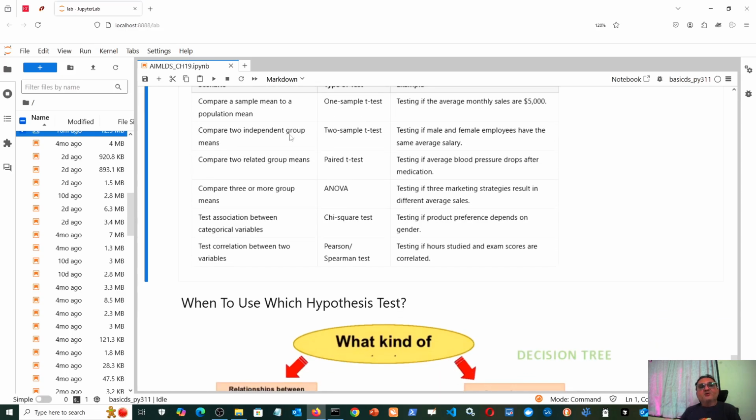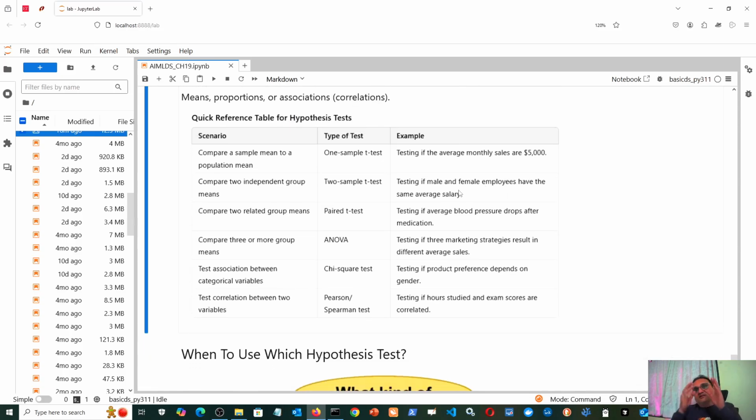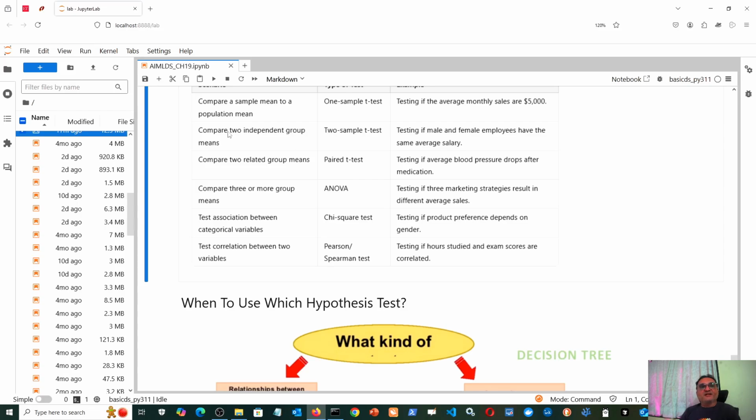Now, sometimes you need to compare two independent group means. For example, testing if male and female employees have the same average salary. So in your organization, you will take a sample of all females and another sample of all males, find their mean and compare them. The null hypothesis is that both have the same mean salary, and the alternative hypothesis is that both do not have the same mean salary. Now here you are comparing two totally independent samples, so use two sample t-test.